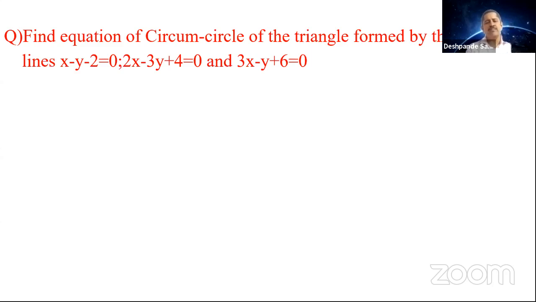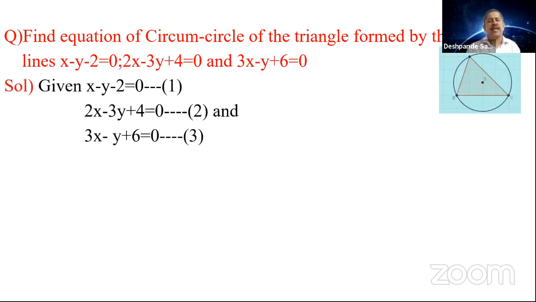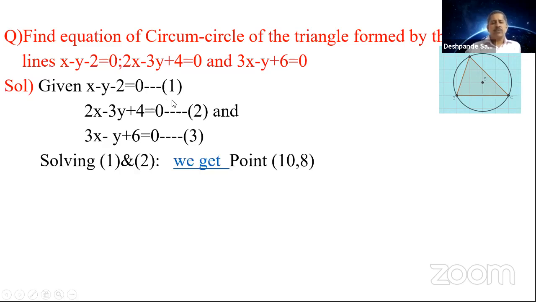So how do you find the circumcircle? You have three equations in it. So you just try to solve the three equations and get the points of intersection, the 3 points of intersection here. You solve 1 and 2, you get 1 point, 2 and 3, you get 1 point, 1 and 3, you get 1 point. So the first step is solving 1 and 2. When you solve 1 and 2, you get the point as 10, 8.